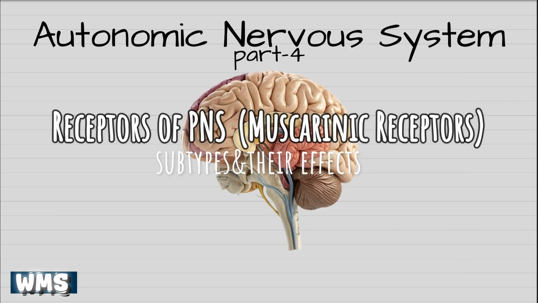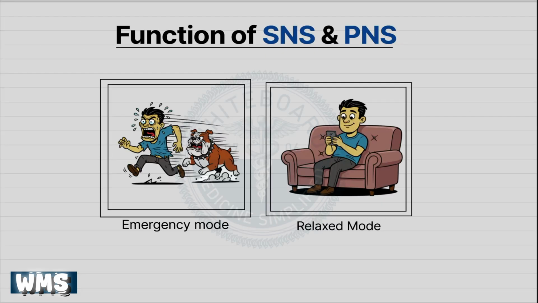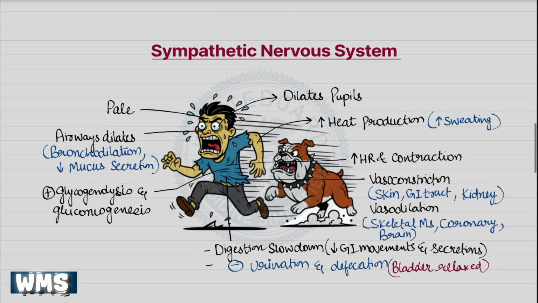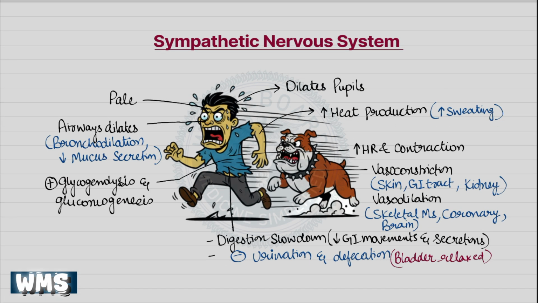Let's get started. In our introductory video on the autonomic nervous system, we understood the functions of the parasympathetic and sympathetic systems through a simple analogy. Imagine a big dog suddenly starts chasing you. Instantly, your heart rate increases, your breathing becomes faster, and your body prepares for action. That is the sympathetic system in action, preparing you for the fight or flight response.